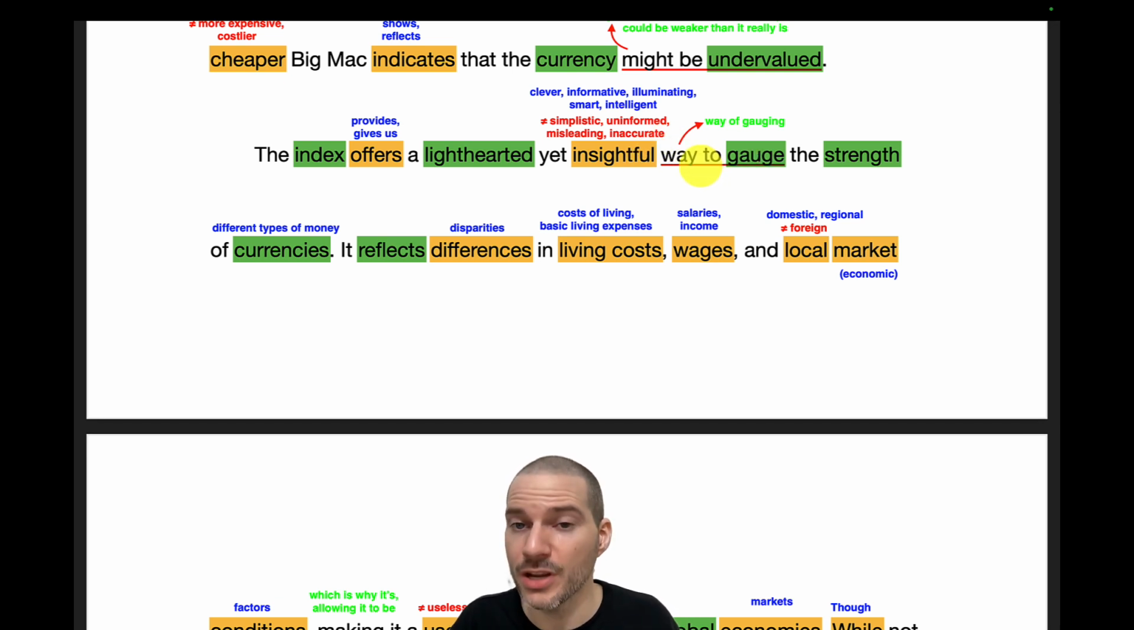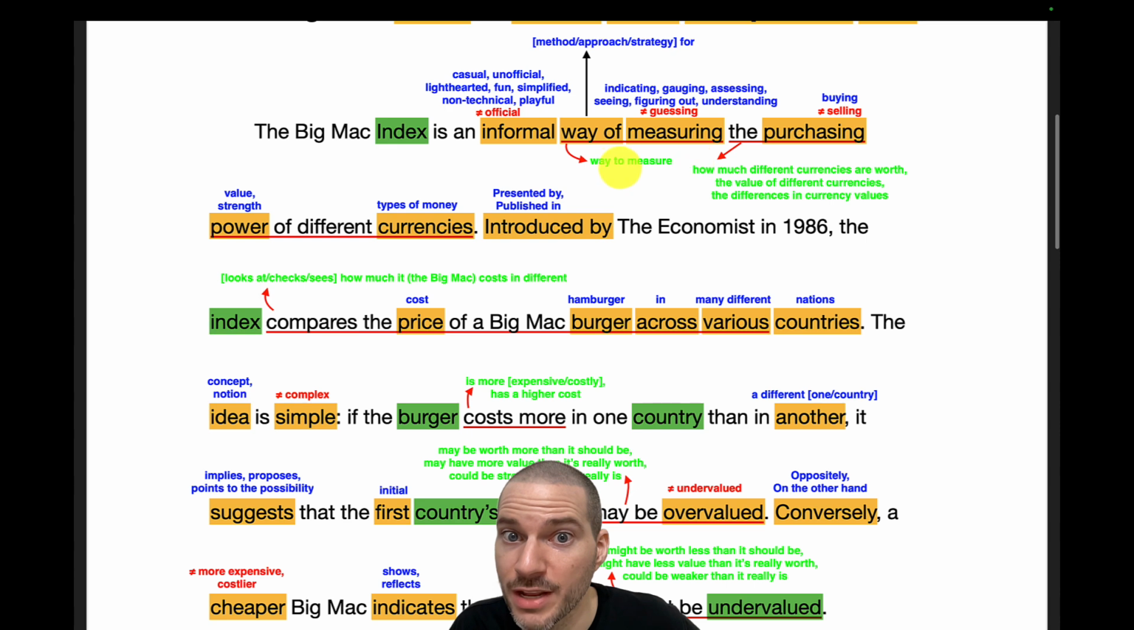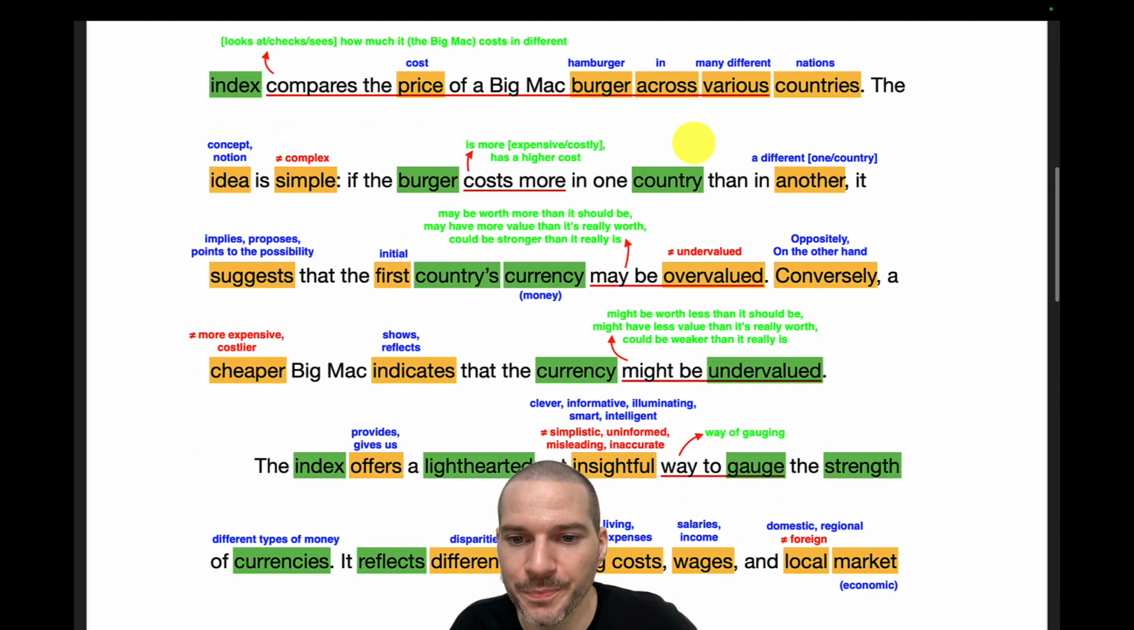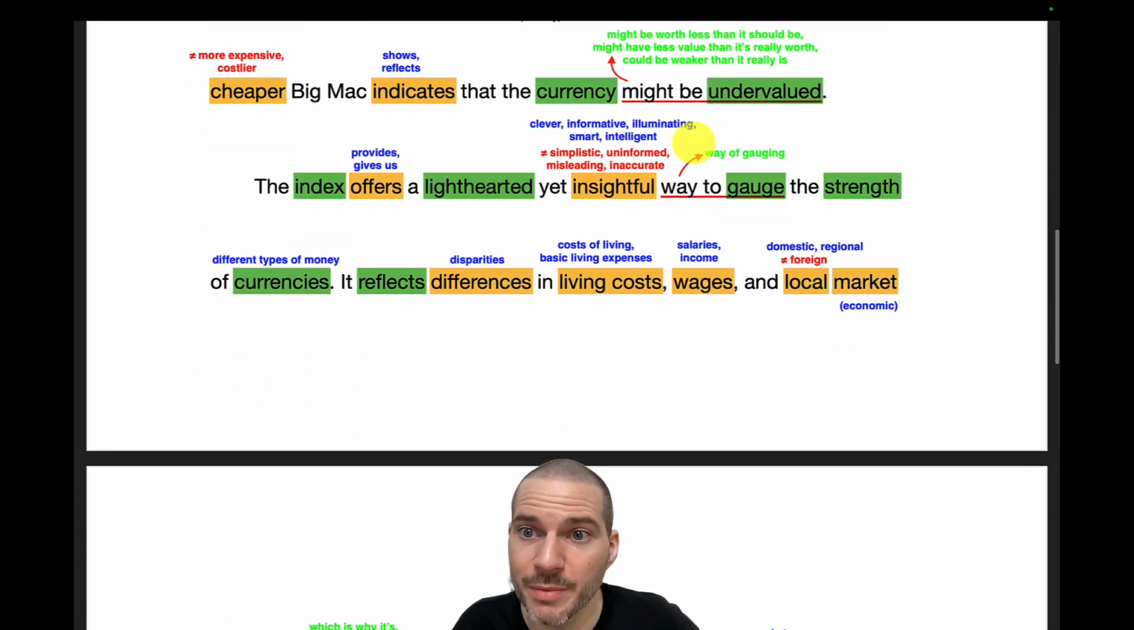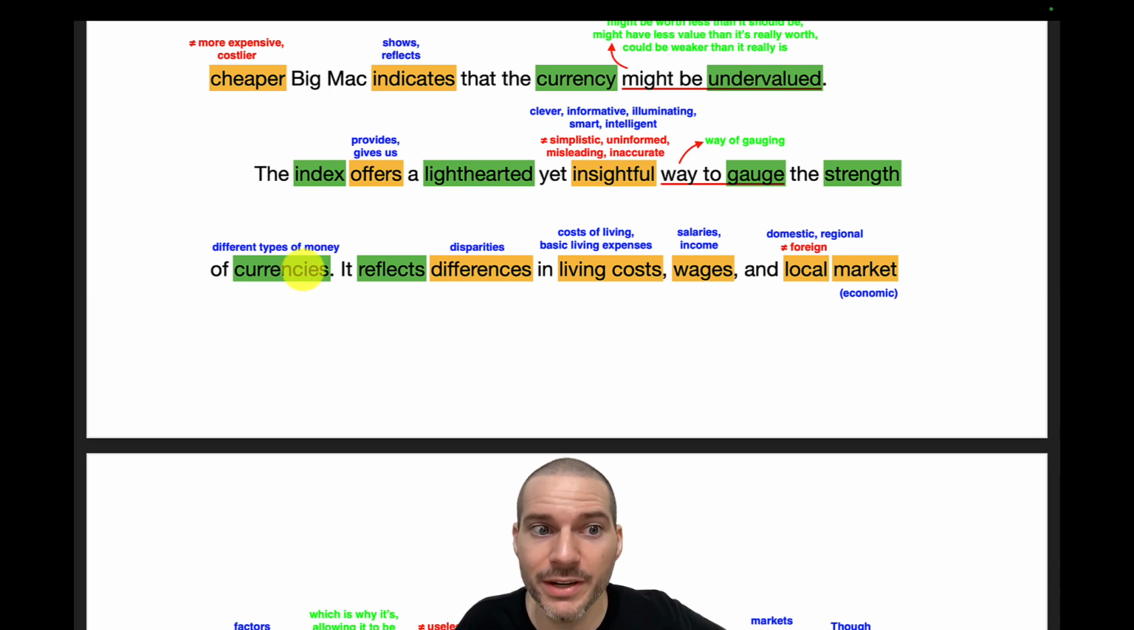Way to gauge. So I reworded this. A lighthearted yet insightful way of gauging. And if you come back to the top, we did this earlier. Way of measuring you can change to way to measure. See, if you have to, your verb cannot have S, it can't have ed, it can't have ing. You have to use your base verb. So this is something to watch for with your grammar. The strength. Do you remember strength? Value or power of currencies. So I don't want you to just think money like we did earlier. I want you to think different types of money, okay?